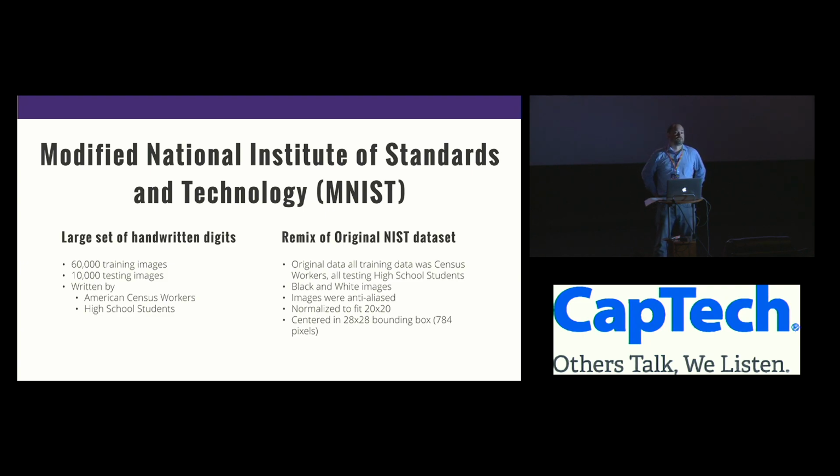The testing images are images that we don't show the computer while it's learning. So we're introducing data that it's never seen and seeing how it can operate on new data. So that as it goes out into the real world, or however we're going to deploy and use this thing, it will come across things it's never seen, and we can judge how it might deal with that. It was written by American census workers and high school students.